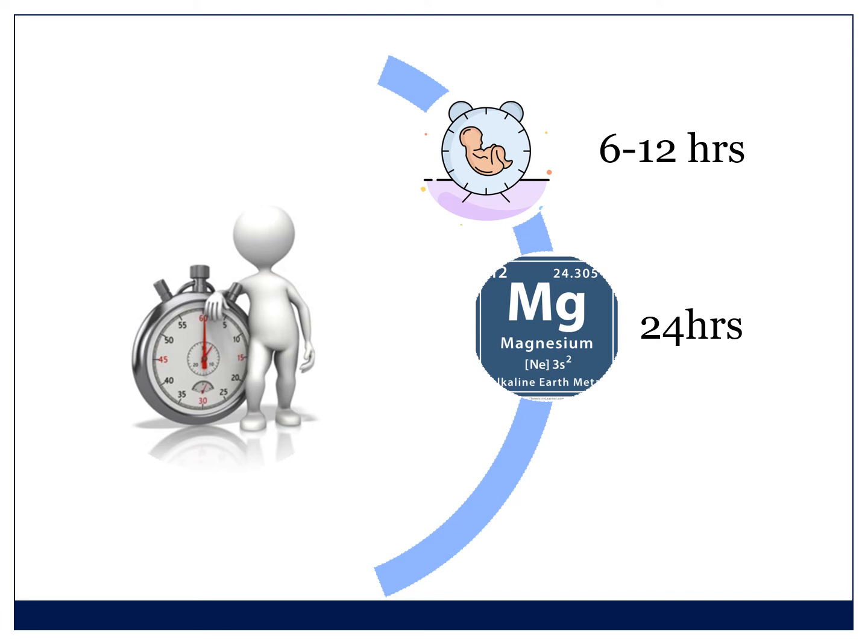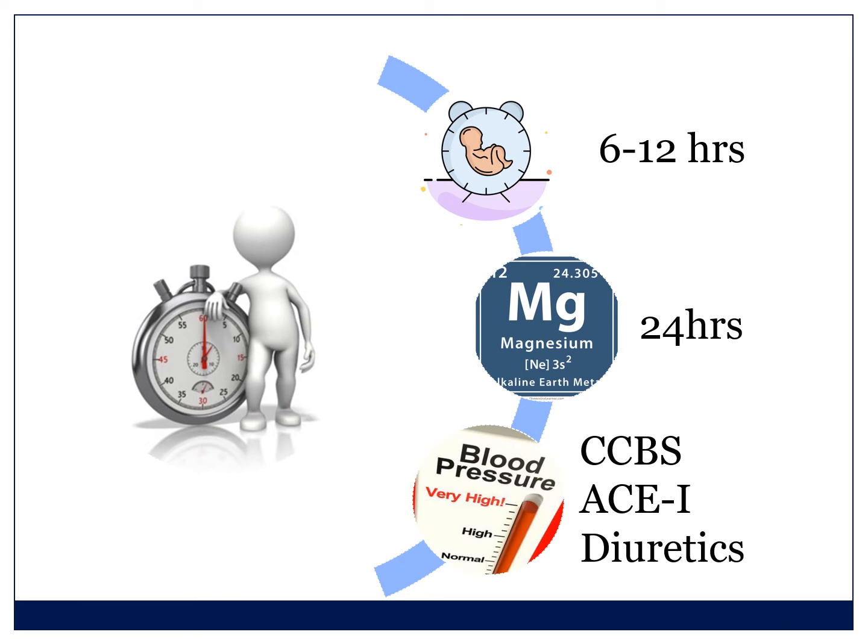Magnesium needs to be given in the severe imminent eclamptics and the eclamptics, and should be continued for 24 hours after delivery, or 24 hours after the last seizure if the patient has a seizure after delivery. It's important just to remember that. And the other time sensitive one is that if your blood pressure is not down after 48 hours, you can consider implementing calcium channel blockers, ACE inhibitors, and diuretics in that period.